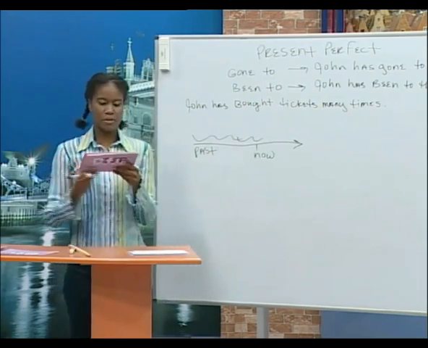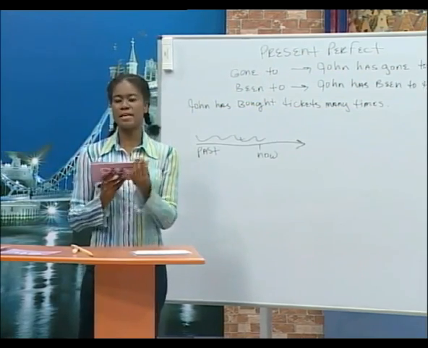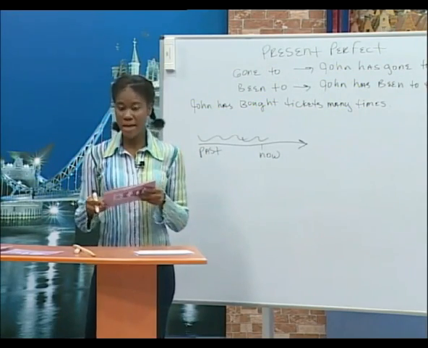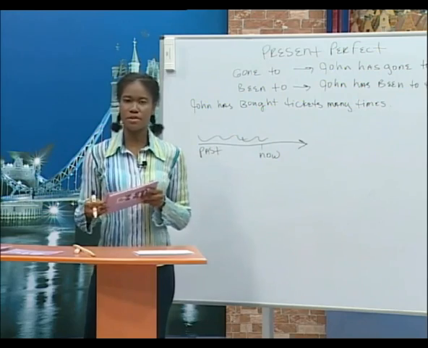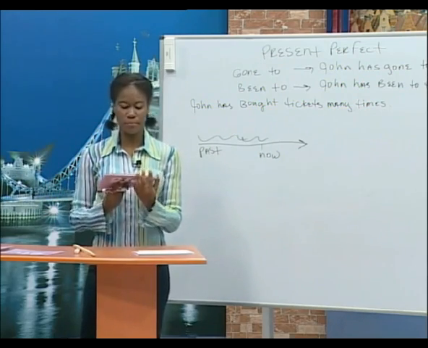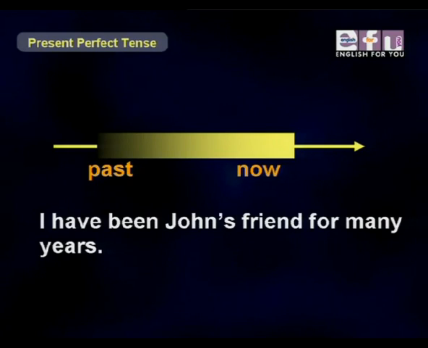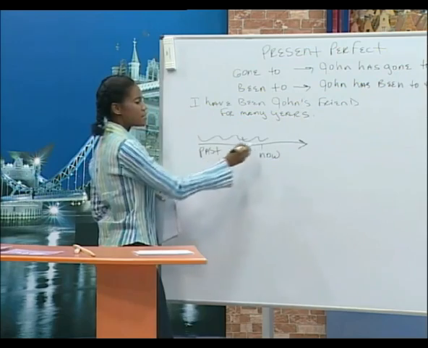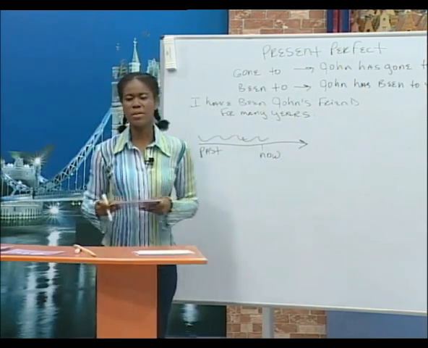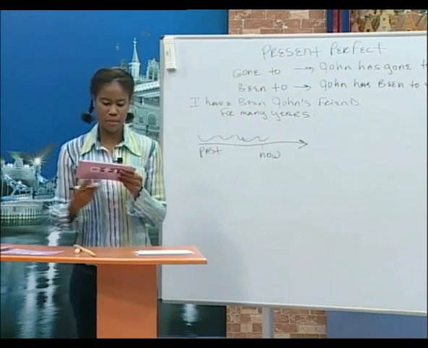Okay, so we can use the present perfect tense to describe a situation that began in the past and continues to the present. Okay, for example, I have been John's friend for many years. Okay, so starting from the past, continuing today, continuing now. Okay, let's practice a bit.